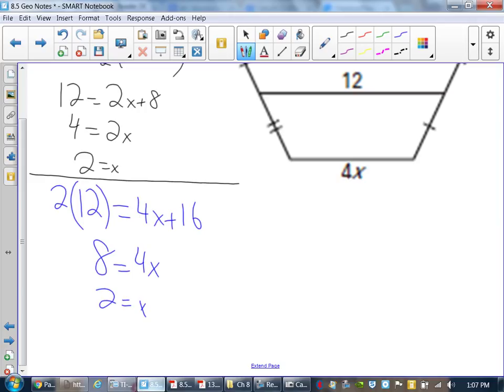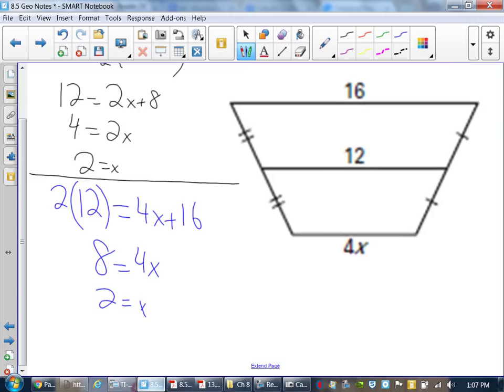We can do the exact same thing with this mid-segment stuff if you have two numerical values for either the segment in the mid-segment or the two segments on the outside. You can figure that out. So watch what happens here.